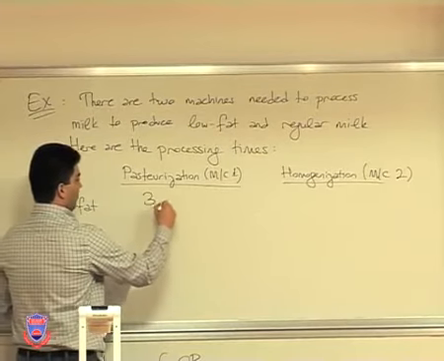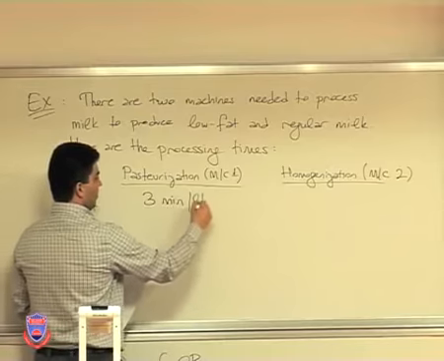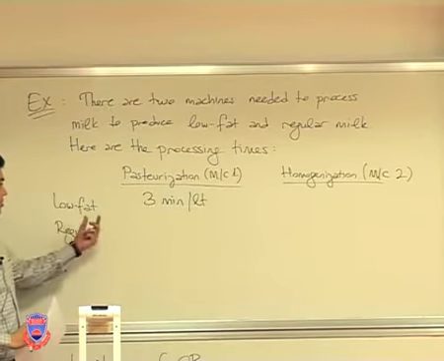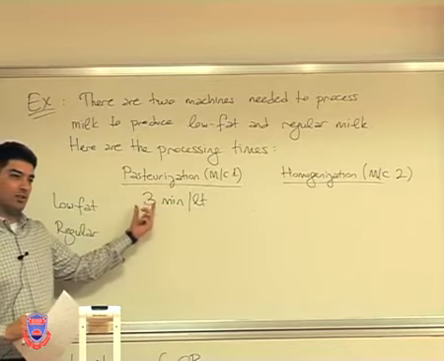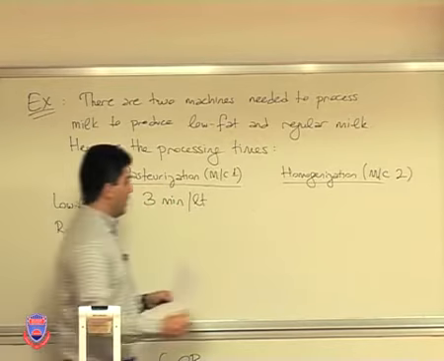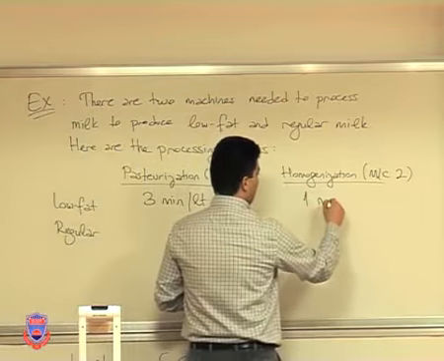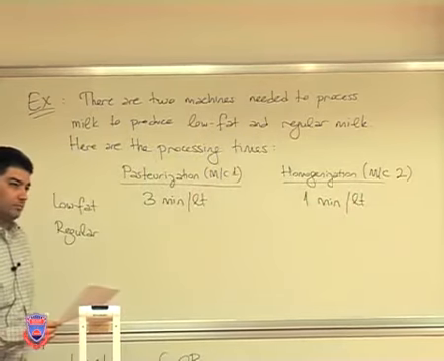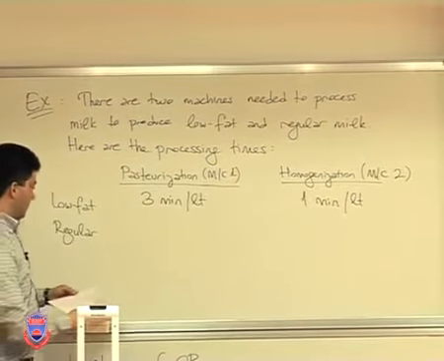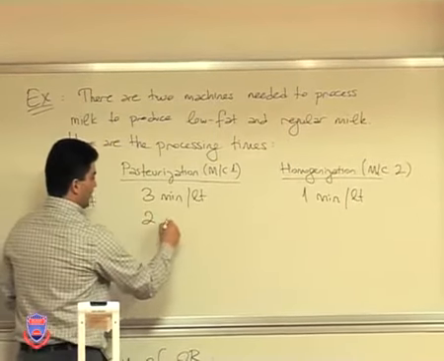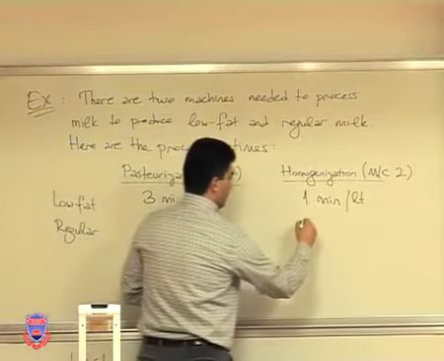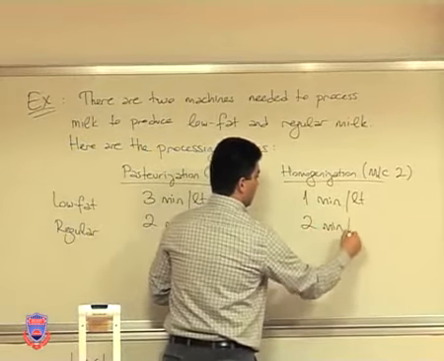So on the first machine, we can process 1 liter in 3 minutes. Okay? So for 1 liter of low-fat milk, we need 3 minutes on this machine. And on the second one, we need 1 minute to process 1 liter. For regular, we only need 2 minutes on the first machine per liter. And on the second one, we again need 2 minutes.